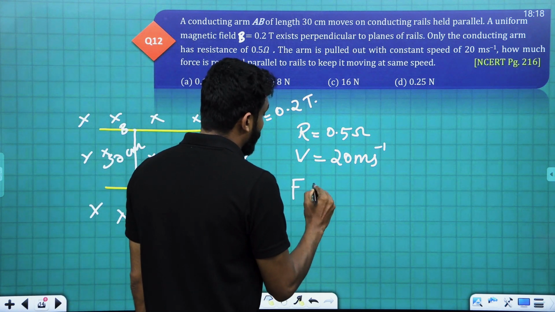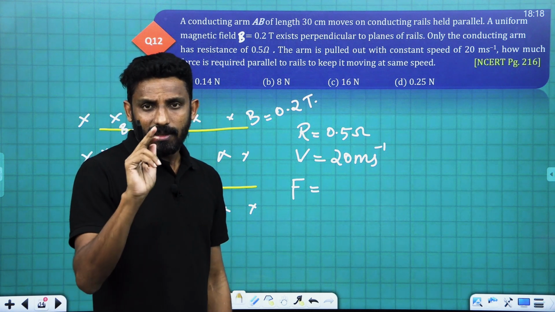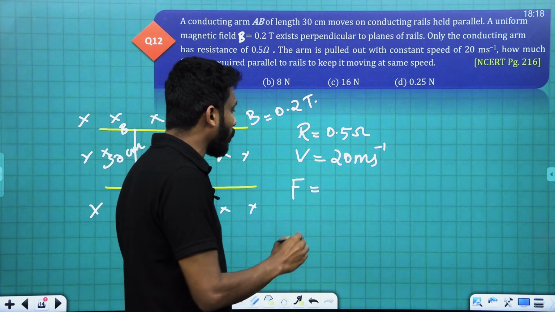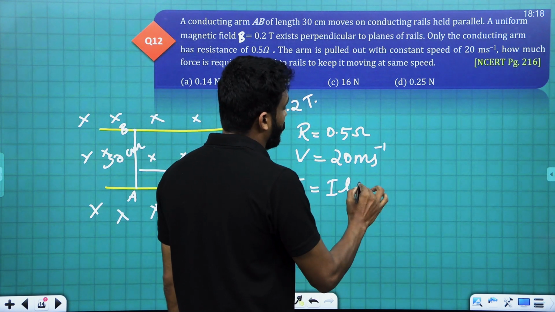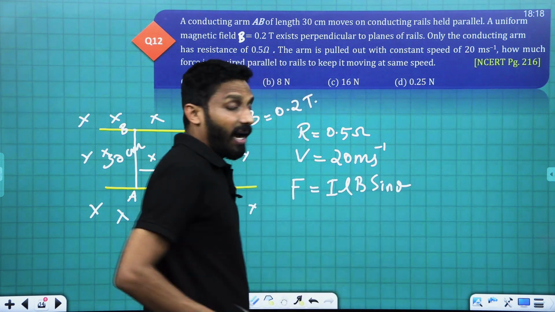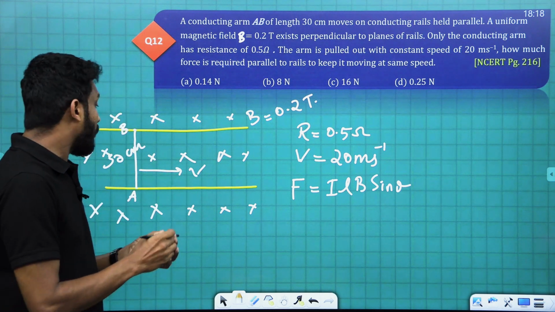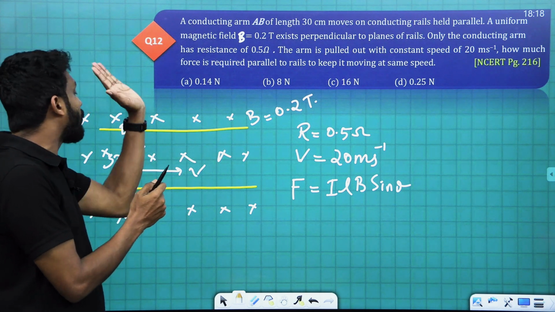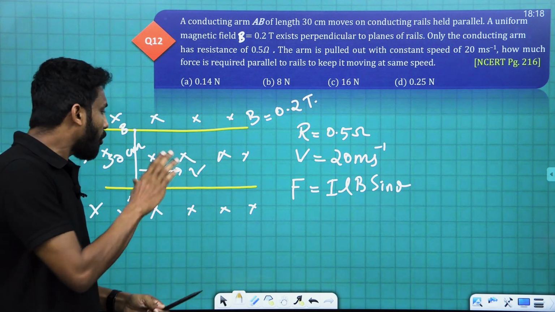The force acting on a conducting rod in a uniform magnetic field is F equal to I L cross B, that is I L B sine theta. Here, theta is the angle between the direction of current and field intensity. The field intensity is directed into the plane and the current is directed in this way, suppose. What will be the direction of current?